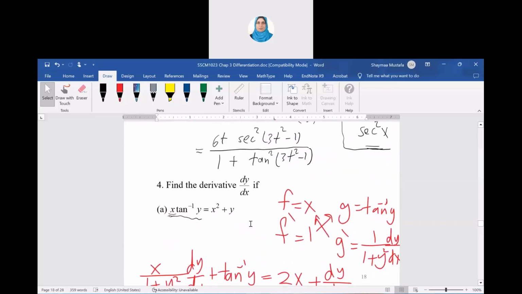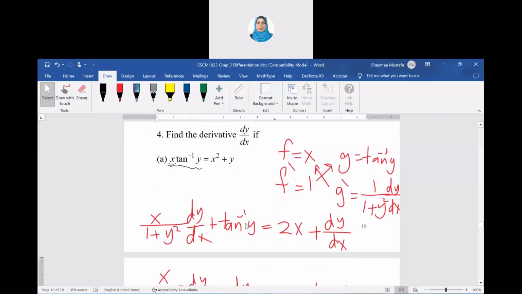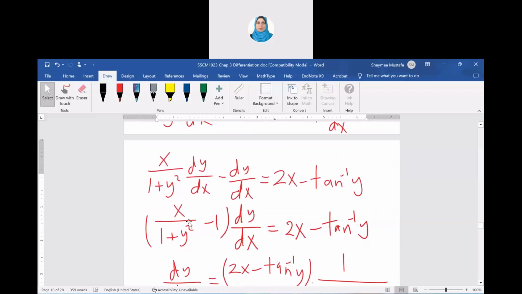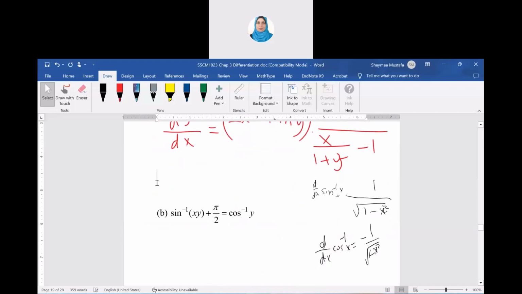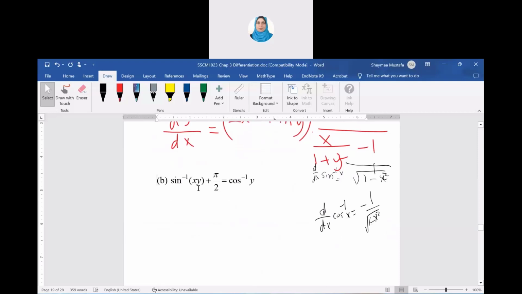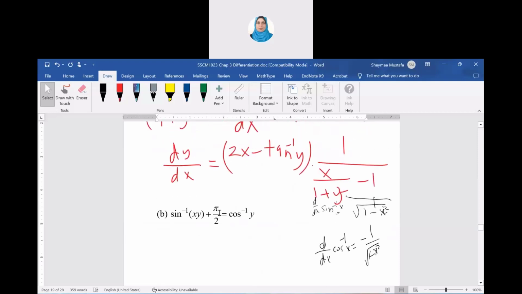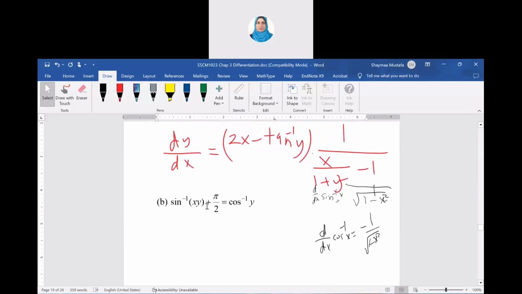So first step, find the derivative for each term. Second step, separate the terms that include dy over dx on one side, the other terms on the other side. Then take dy over dx as a common factor and divide both sides by this term. Okay, sine inverse, this is also implicit: sine inverse xy plus pi over 2 equals cos inverse y.